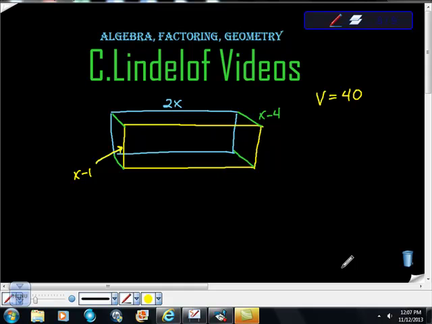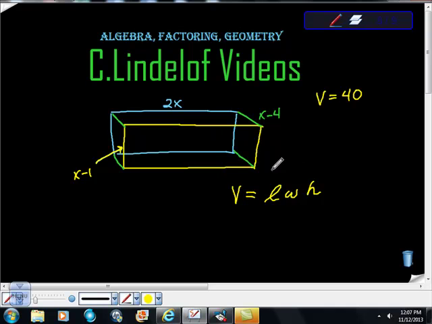Here we have a geometric solid. So we have this cubic type function. It's not a perfect cube, but we have this function here, and we're given that its volume is 40, and we're told that its height is x minus 1, its width is 2x, and its depth is x minus 4. And what we know about the volume is that the volume in this case is equal to length times width times height.